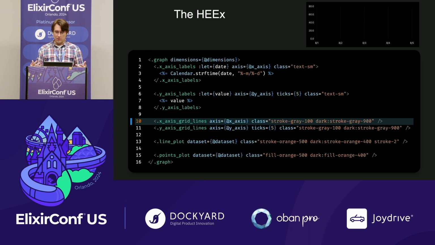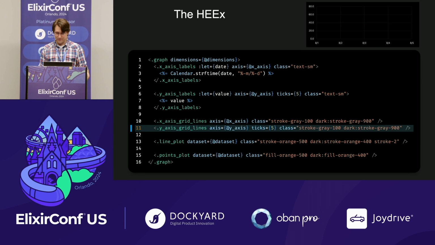The next 2 components are responsible for drawing some background grid lines if you want them. So they behave almost exactly the same way as the axis label components, but they draw lines instead of labels. Here you can again see me using Tailwind to define the stroke colors, and I'm taking advantage of the dark mode pseudo class, right? So that I can support both dark mode and light mode. If we want the y-axis grid lines to line up with their labels, we also need to pass in the 5 here to say that we want 5 ticks.